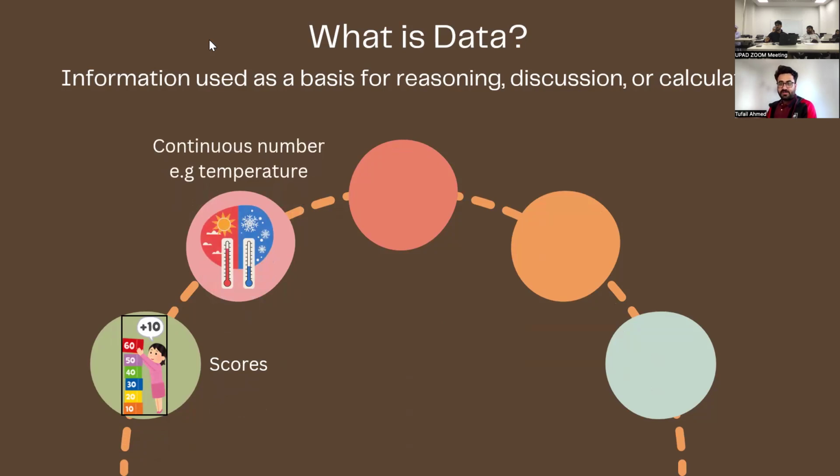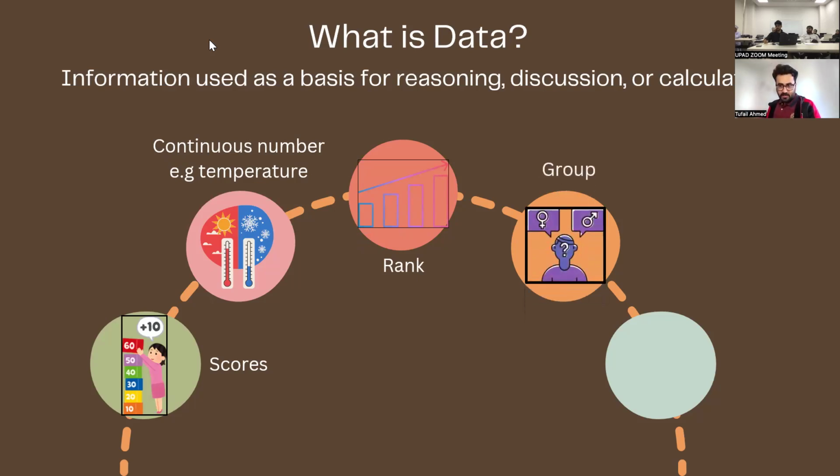It can be a continuous number, let's say temperature in your city, or the height of a person. By continuous number, we mean a number that has points that are continuous. An absolute number is, let's say, 10. We can have ranks. For example, the degree of your education is a rank. The higher you go, the higher level of education you have. It can be a group.